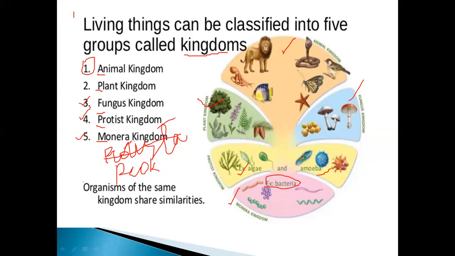Organisms of the same kingdom share similarities. If it is in the animal kingdom, all the animals you look at are different, but they have some similarities as well. That's why they are placed in the animal kingdom. The animal kingdom is also divided into lots of groups to distinguish them, because a snake is different, a lion is different, an octopus, a fish, a butterfly, a sparrow are all different in their own way, so they are divided into further groups. You will study that in the next chapter, number 3, inshallah.